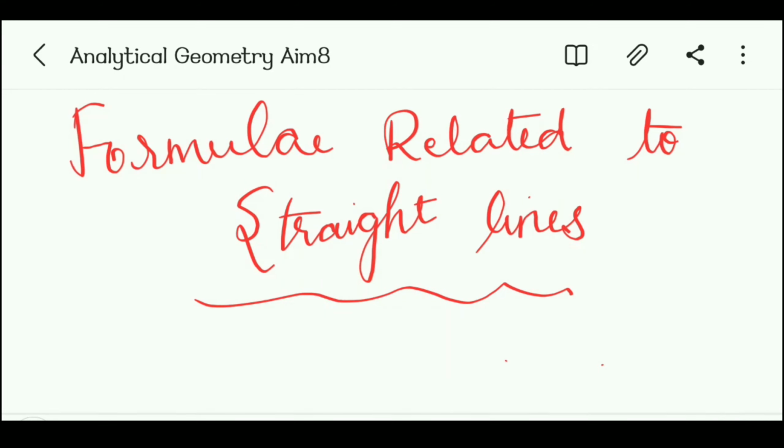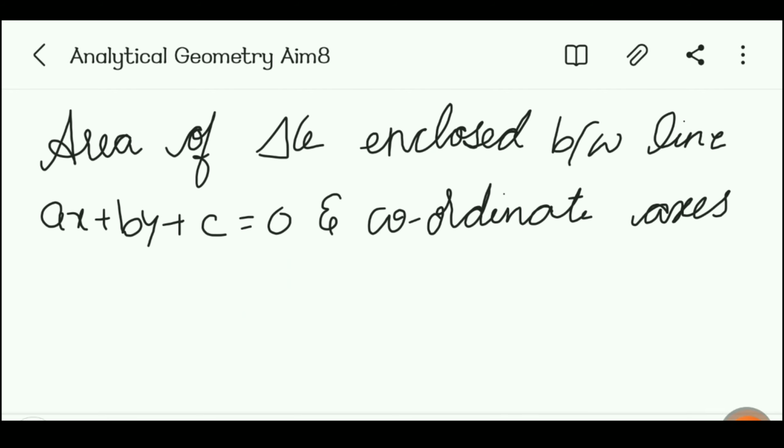So in this video we will be looking at analytical geometry, class 8 formulas related to straight lines. So let's begin. In this topic, first we have the area of a triangle enclosed between the line ax plus by plus c is equal to 0 and the coordinate axes. So what will be the formula for this?